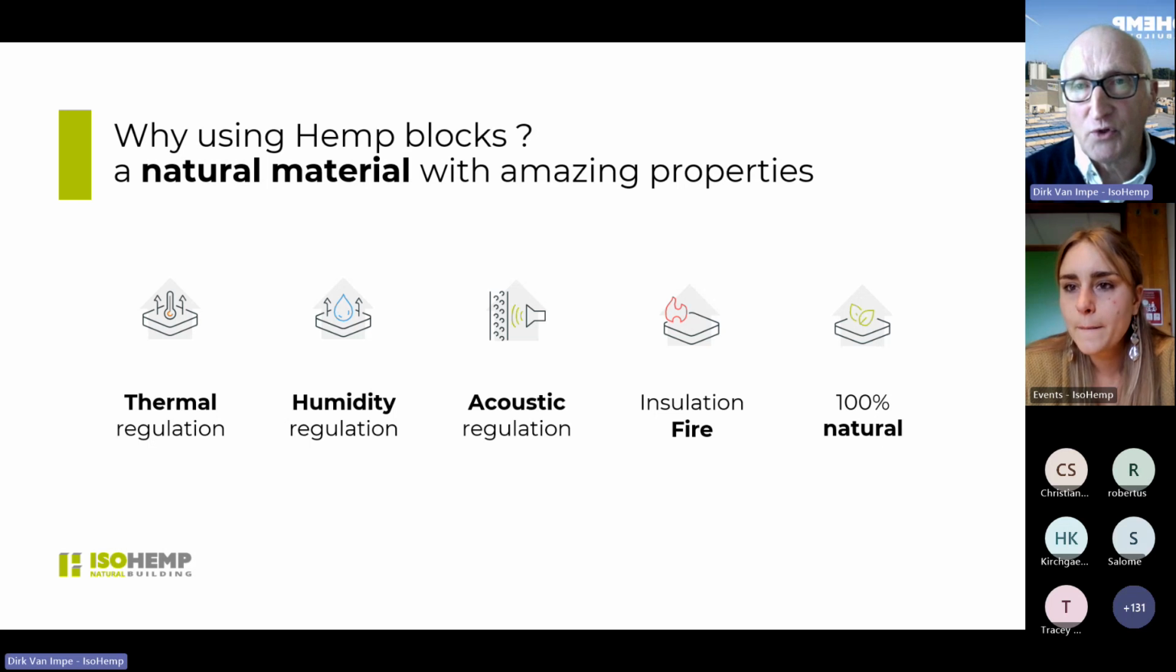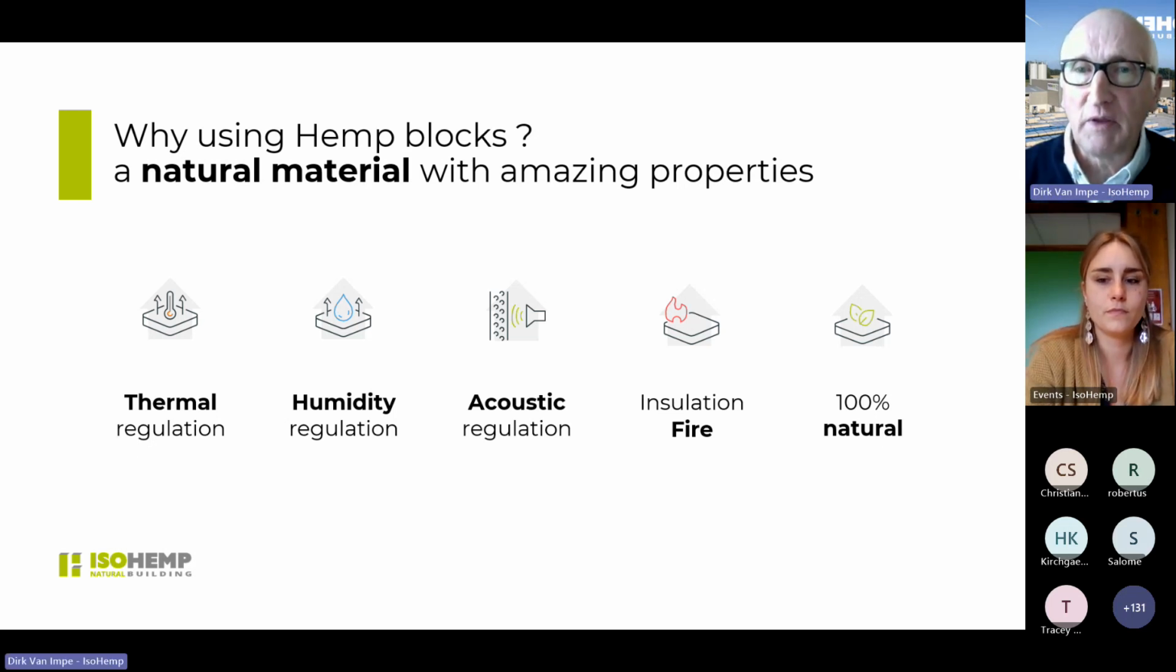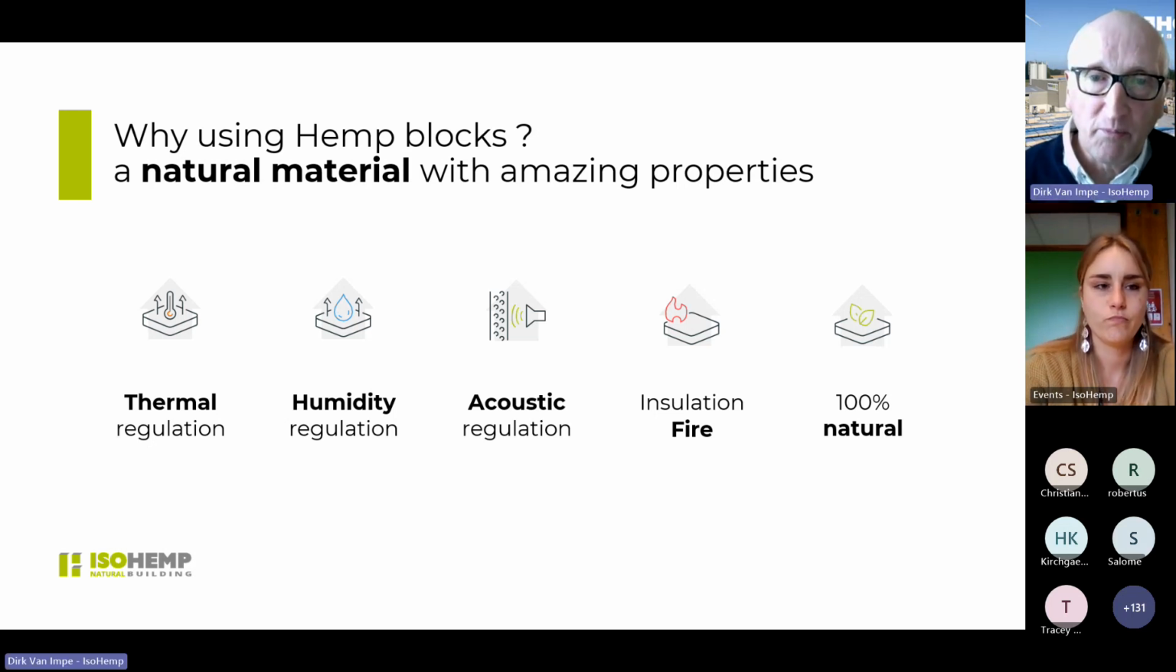It obviously sounds good to say that hemp is good for the environment, but we have to look also at what it provides separately from the environmental properties: good thermal and acoustic insulation, natural moisture control, and also excellent fire resistance up to 2 hours. And as mentioned, it is 100% natural, which ensures a very healthy living environment without volatile organic compounds.